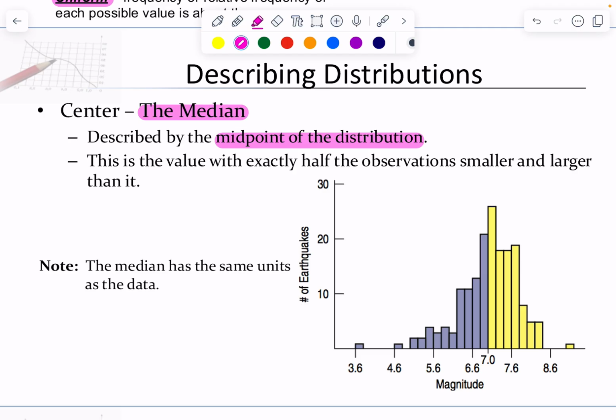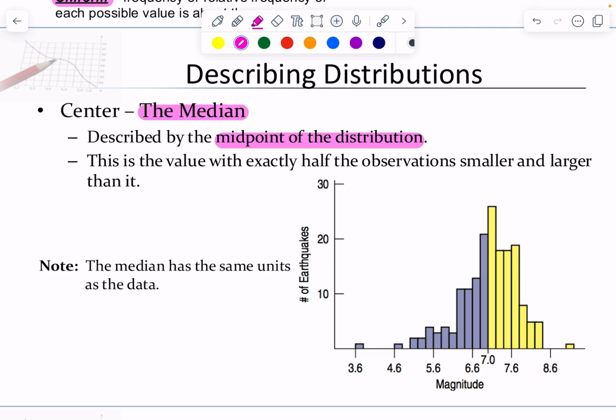In the histogram that you see on the screen here, they separated it out, color-coded already, but they're showing you that at right around a magnitude of 7 would be considered the center of the distribution. There's about 50% of earthquakes that have a magnitude less than 7 and about 50% that had magnitudes above 7. So we're just looking for that nice splitting point, that nice midpoint throughout the distribution.